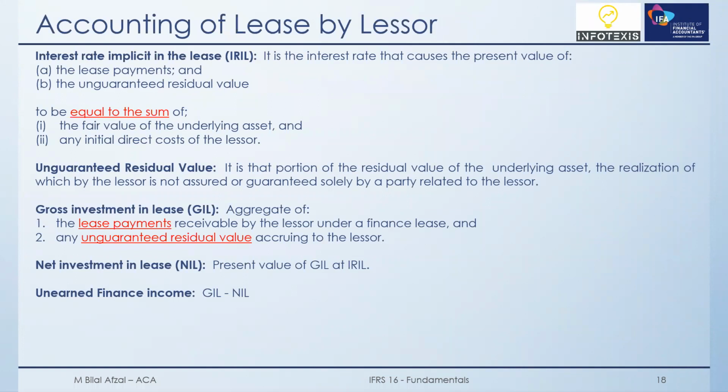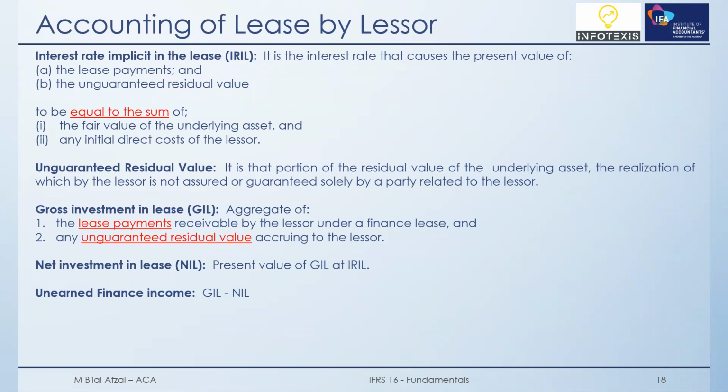Coming to the accounting treatment for the lessor itself, before we proceed, we need to understand a few key concepts which are carried forward from IAS 17. The first one is the major one: the interest rate implicit in the lease. When I said that the lessee has to discount using the implicit rate of interest, the implicit rate of interest is usually for the lessor. It is calculated from the lessor's point of view.